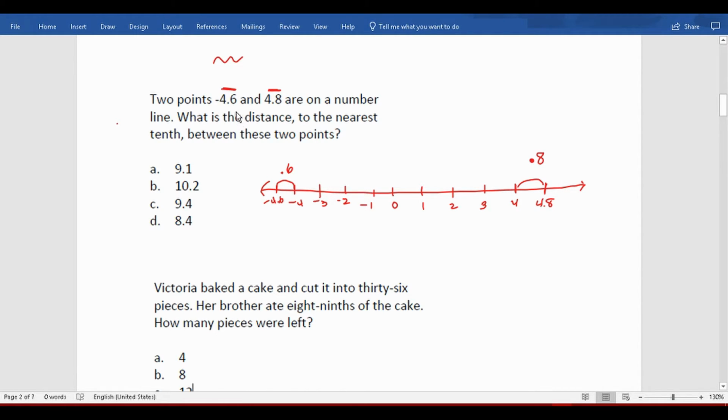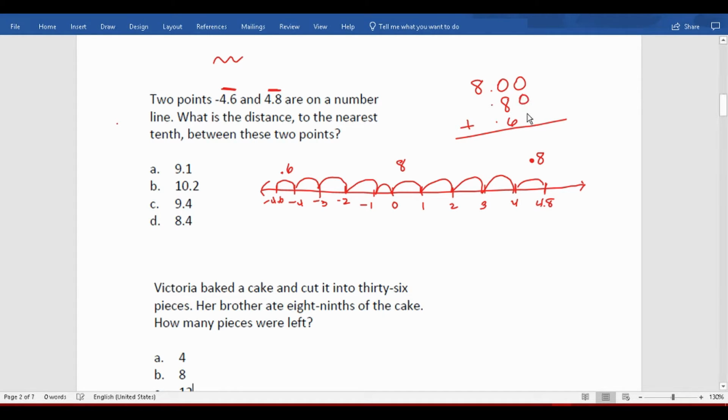Now that I've dealt with the decimals, all I have to do is count out how many spaces there are between negative 4 and positive 4. So let's go ahead and do that. 1, 2, 3, 4, 5, 6, 7, 8. So now I just have to add up these three numbers, namely 8, 0.8, and 0.6.